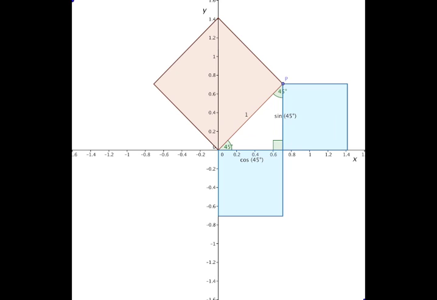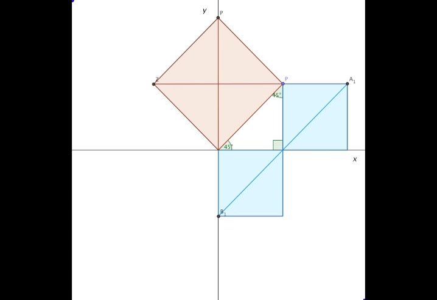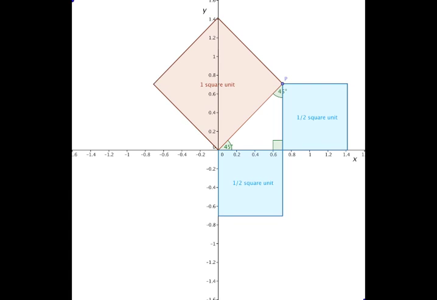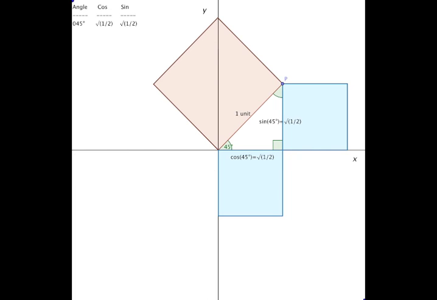So, a quick recap. The cosine of 45 degrees is the x coordinate of P. The sine of 45 degrees is the y coordinate. The areas of the two blue squares add up to the area of the red square. They are half a square unit in area each. So their side lengths are equal to the square root of a half. And this gives us the value of the sine and the cosine of 45 degrees.